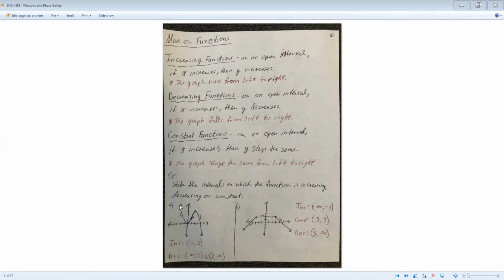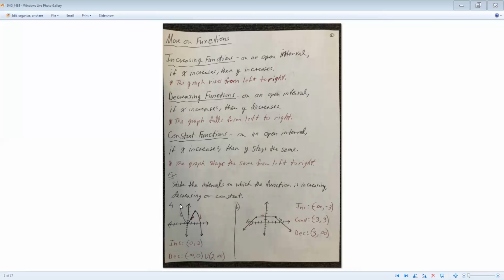So when we look at our first example, we come from negative infinity to 0. From negative infinity to 0, it's decreasing. All right. Then it's going up from 0 to 2. Remember, we're looking at the x and how our graph is moving from left to right. So from 0 to 2, it's increasing. Then from 2 to infinity, it is decreasing.